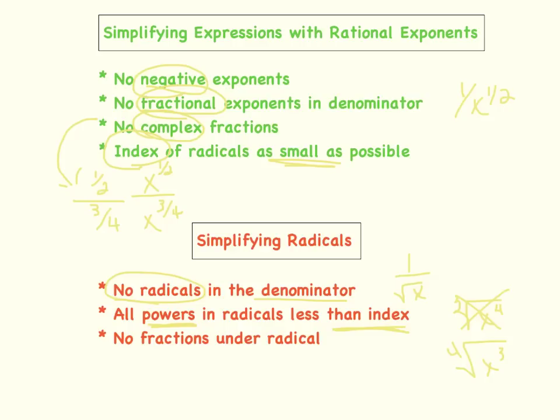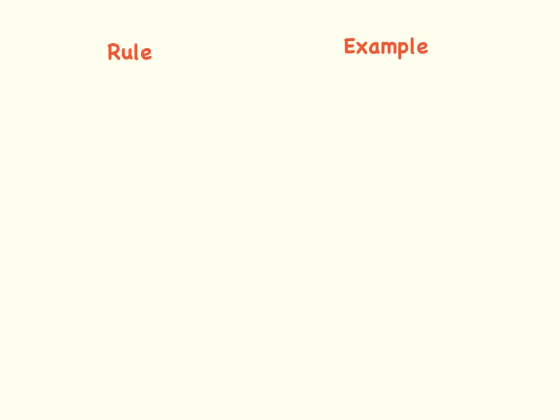And for the last one here, no fractions under the radical. And that simply would look something like this. You do not want the square root of x to the 2/3 power. Okay? That would be a no. When dealing with rational exponents, the laws of exponents will still apply. So now we have 4 different rules that we're going to look at, and we'll look at examples for each one. So now let's do the first one.